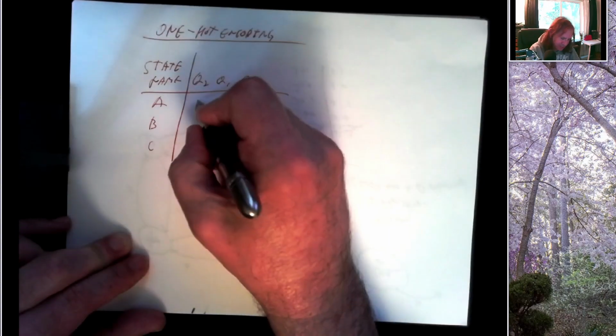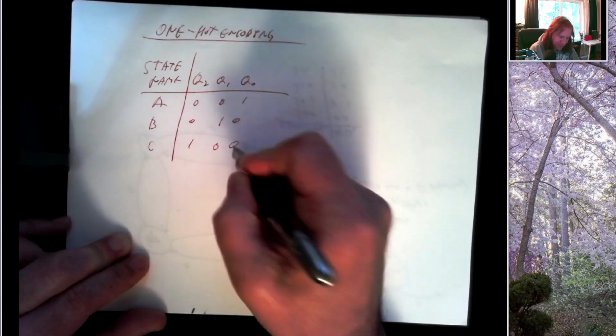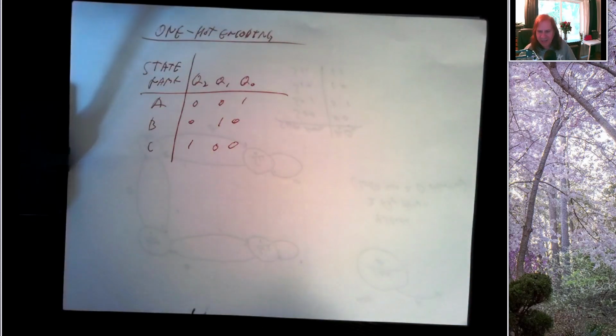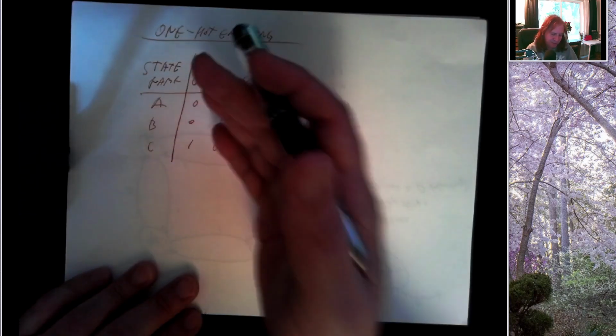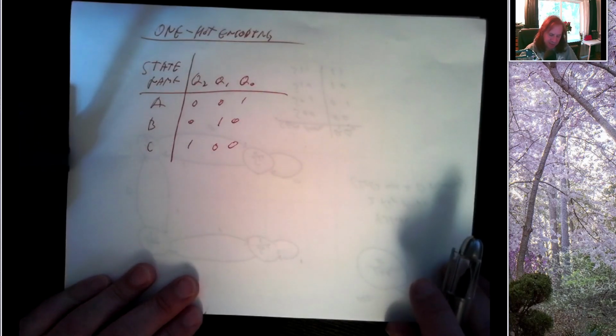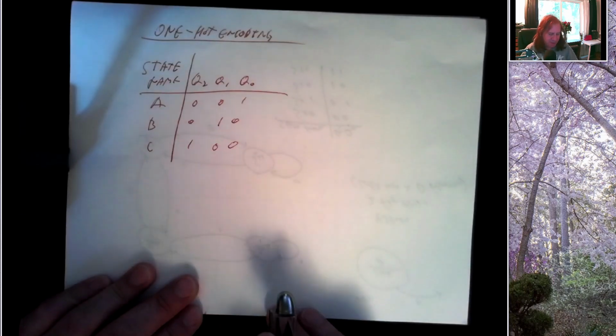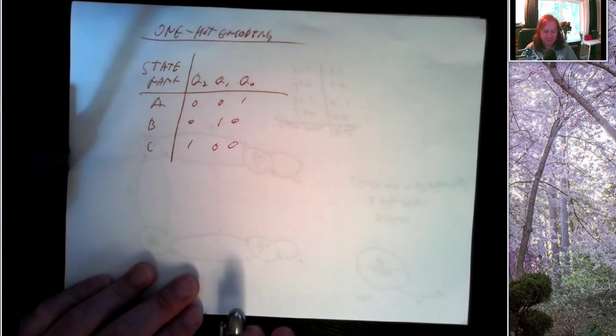And we could say state A looks like this, state B looks like this, state C looks like that, and any other combination is not a valid state. And if we're in some other combination, we're not going to do anything about it, right? So if we wanted a 4th state, we could encode a 4th flip-flop, Q3, and have that be a 1.